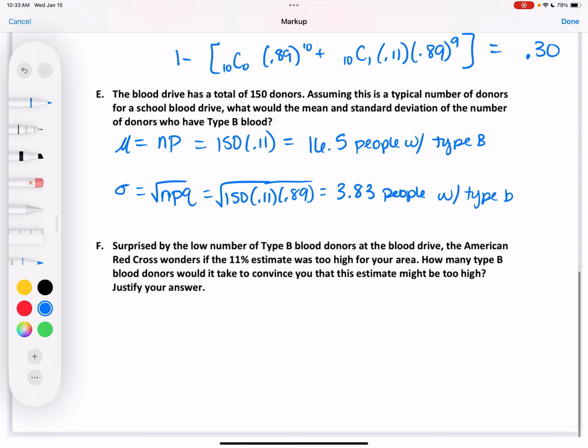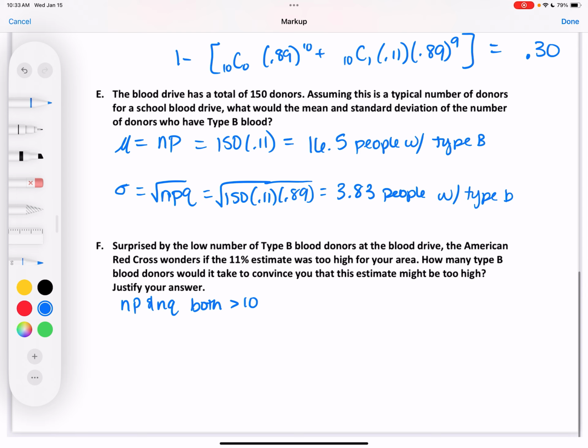All right, so let's first look at our conditions so that we can see if we can use a normal model. N times P and N times Q both have to be greater than 10. So I got 16.5, meaning the other number has to be higher than that because it's the remainder of what's left over. So it would be like 134-ish. So both of them are greater than 10.